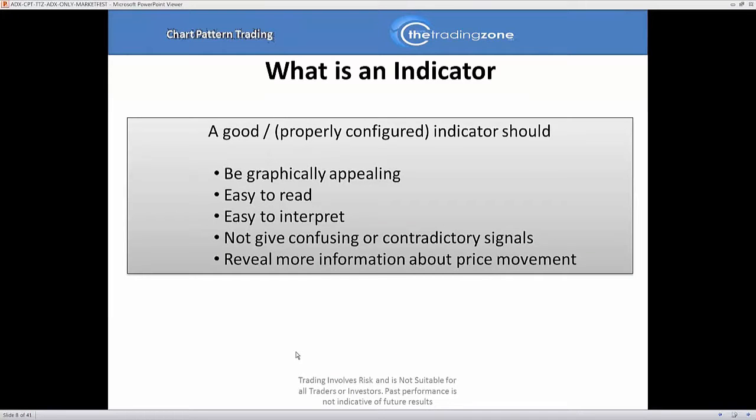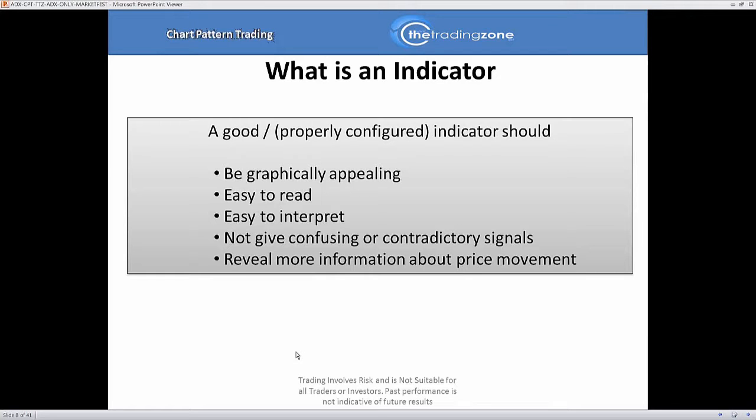Also, based on what is an indicator, let's go into the different points that I believe are necessary for an indicator to work for you in your technical analysis and your trading setup. Number one, a good or properly configured indicator should have the following characteristics. It should be graphically appealing. If it looks really ugly, I know some people laugh at this, and you can't really see what's going on in your chart, you're not going to be able to use it.